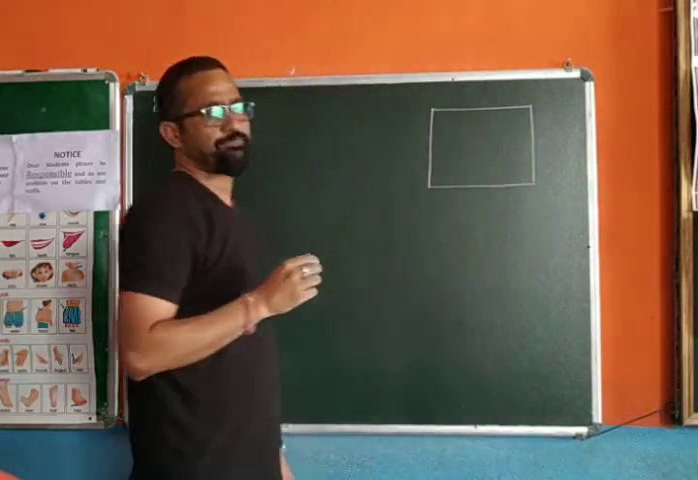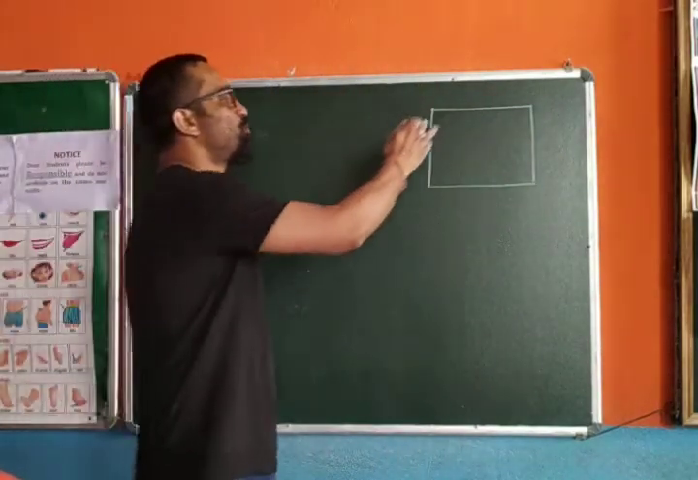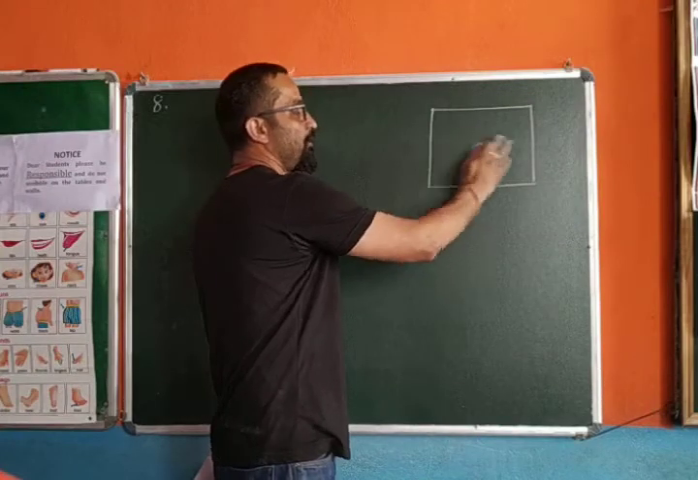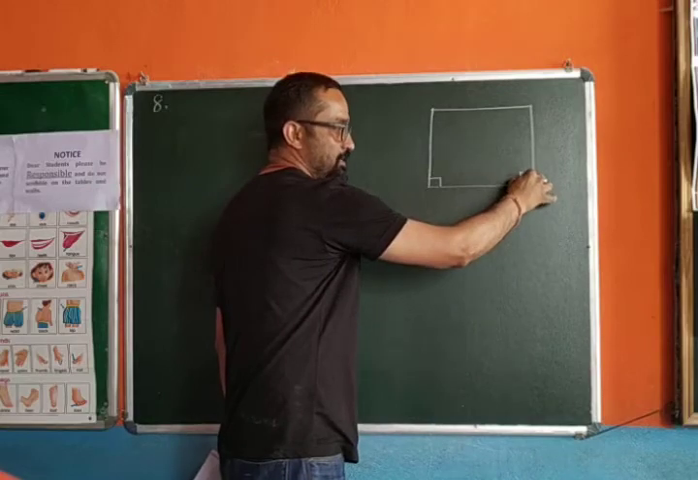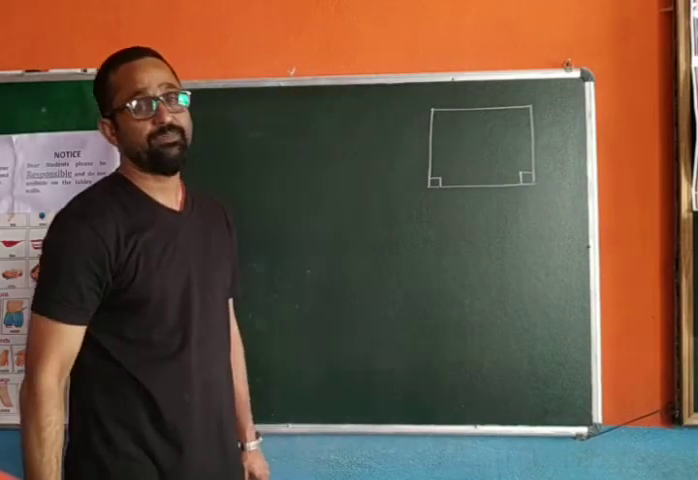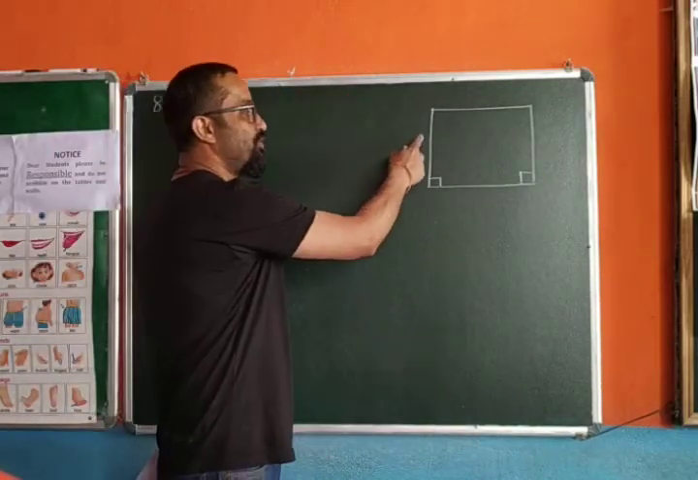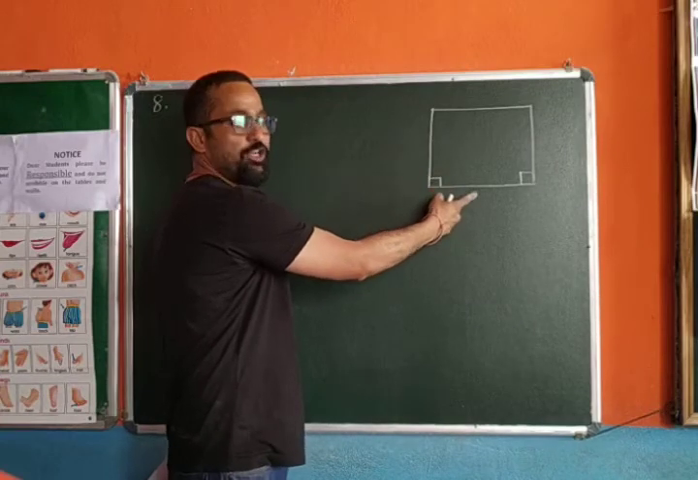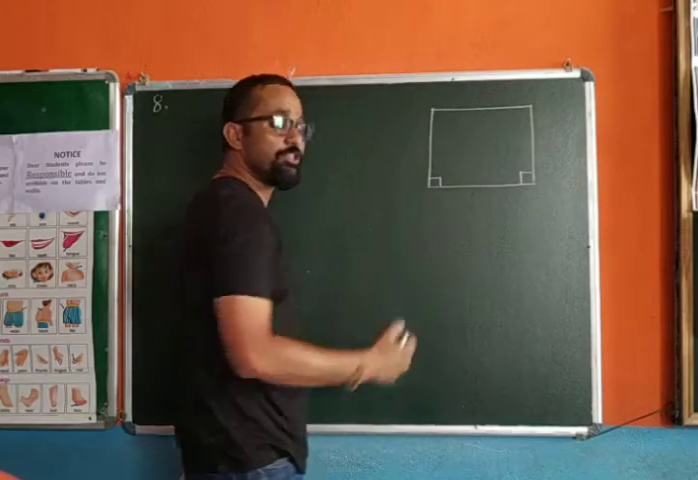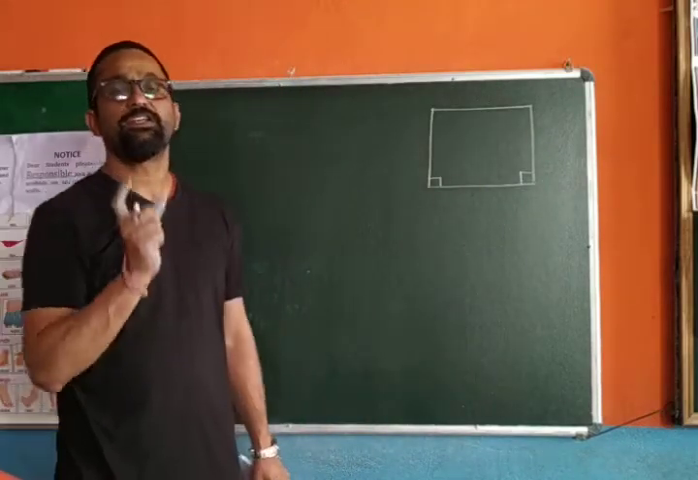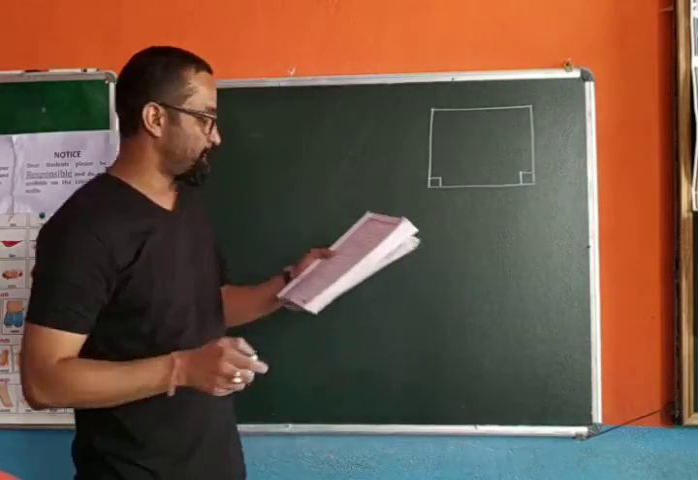A rectangle is a 4-sided figure in which opposite sides are equal and the sides are inclined at 90 degrees. That means the first line is perpendicular to the second line, and the second line is perpendicular to the third line. That is the condition given in the question.